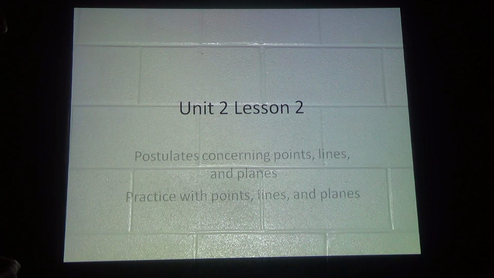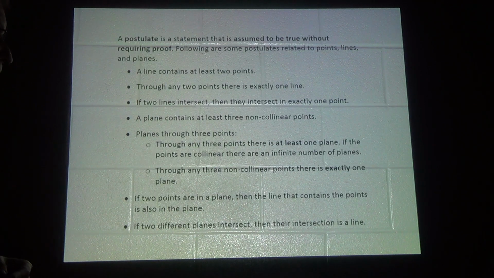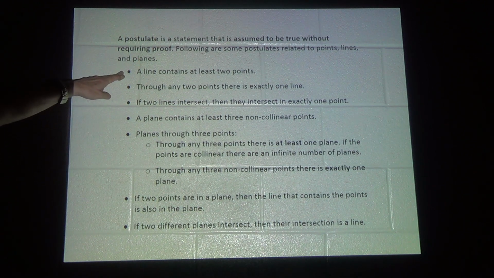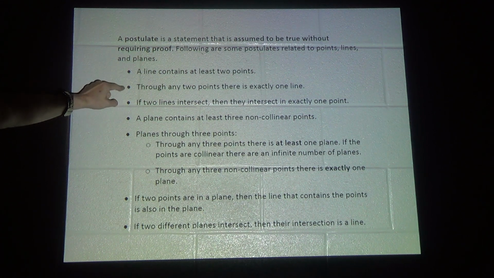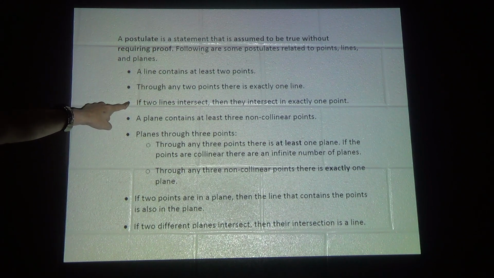Okay, let's take a look at this. A postulate is simply a statement that is assumed to be true without requiring proof. Following are some postulates related to points, lines, and planes. The first one we have here is that a line contains at least 2 points. This one simply says, through any 2 points there is exactly one line. So you can see there's kind of a correlation between these two. The third one says if 2 lines intersect, then they intersect in exactly 1 point.